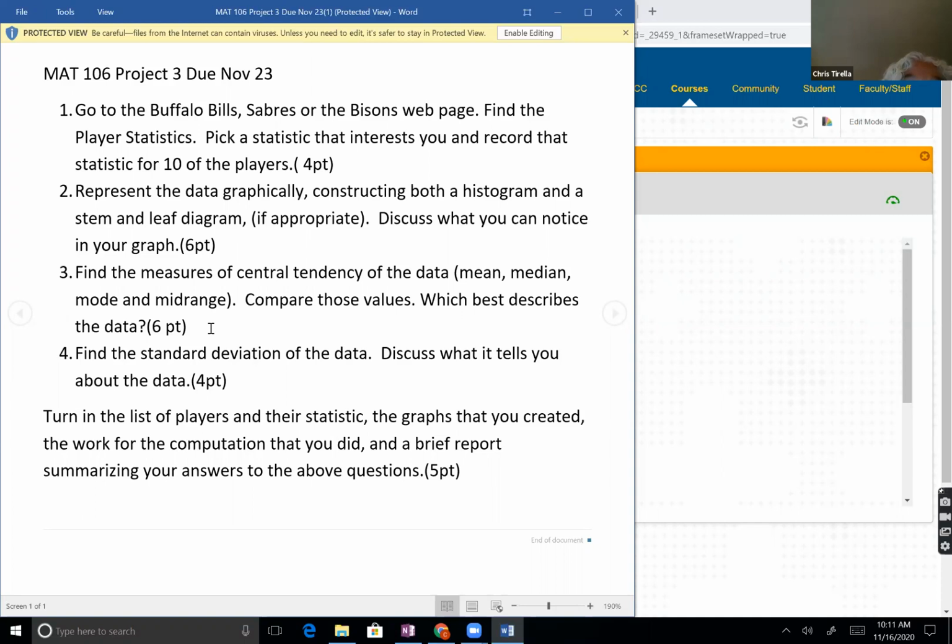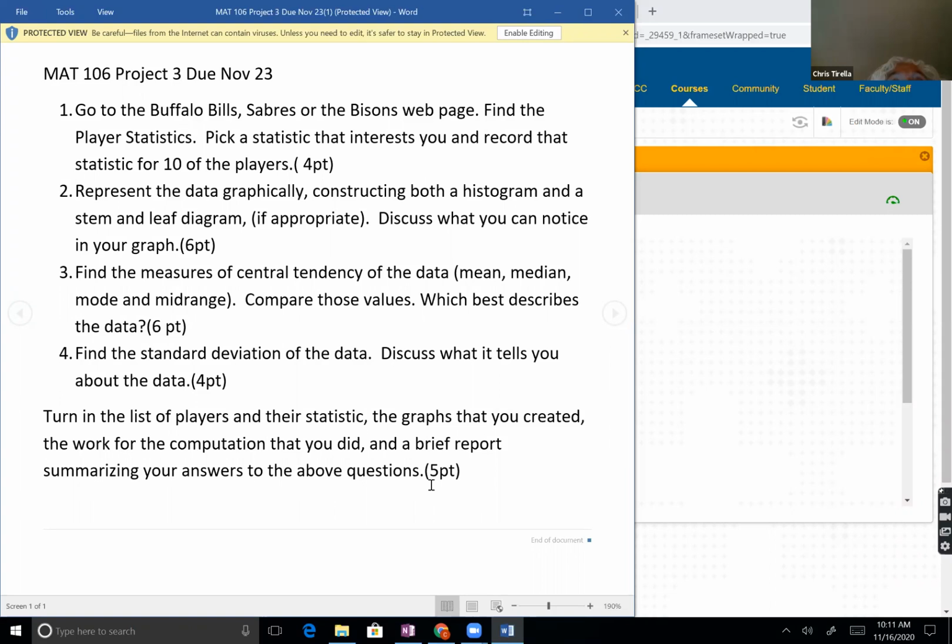That's worth 6 points. Then find the standard deviation of the data. Discuss what it tells you about the data. That's worth 4 points. So the math of it is 20 points. And then turn it all in and write a real brief report summarizing your answers to the questions. The summary report is worth 5 points. So it's a 25-point project like all the others.